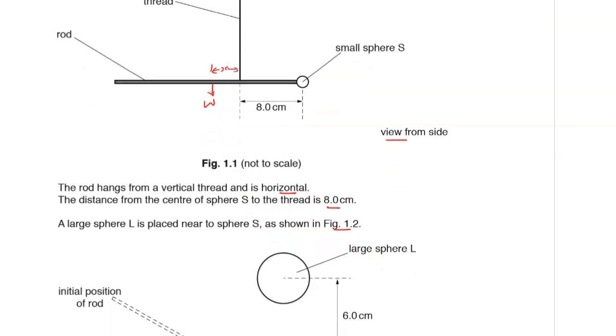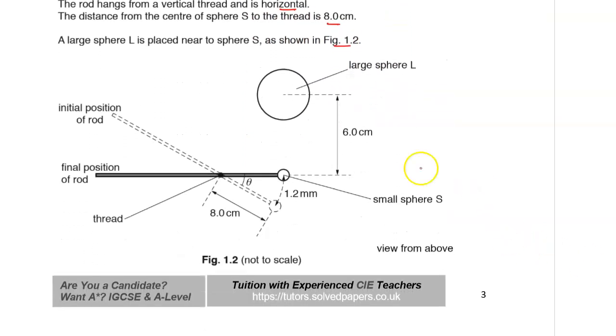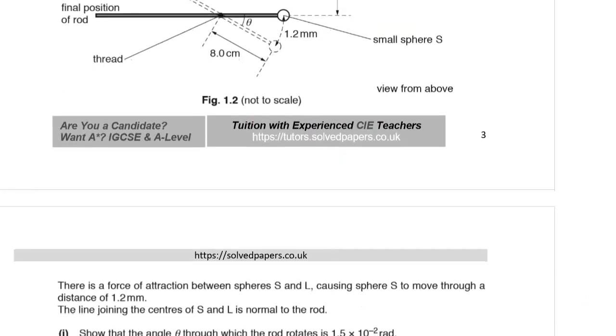As shown in Fig 2, right? We have here a large sphere L, which is 6 centimeters from the smaller sphere here. And then, of course, you can see the rod has rotated. This was the initial position of the rod, and the rod has the final position here, which has rotated a distance of 1.2 millimeters of an arc. Of course, there's the radius, there's an angle there. Of course, the distance remains the same. So this is viewed from above, and it's also not to scale. Take note of that.